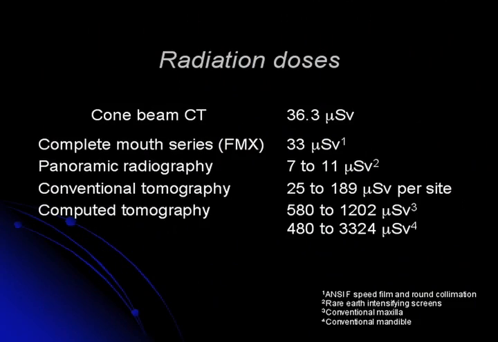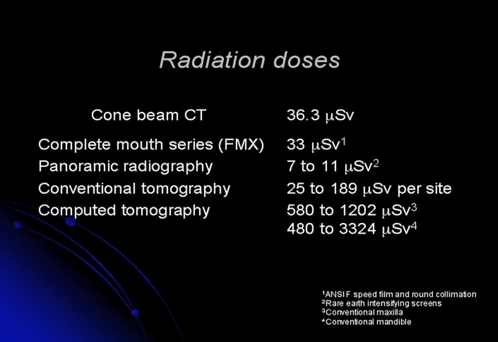Okay, the radiation doses, I like to just mention a little before we go on here, because a lot of people ask, what about radiation? It's only 36.3 microsieverts. So let's compare this. What does that mean? As far as dosing goes, a complete mouth series, an FMX as we traditionally call it, is 33. So it's very similar to getting an FMX.